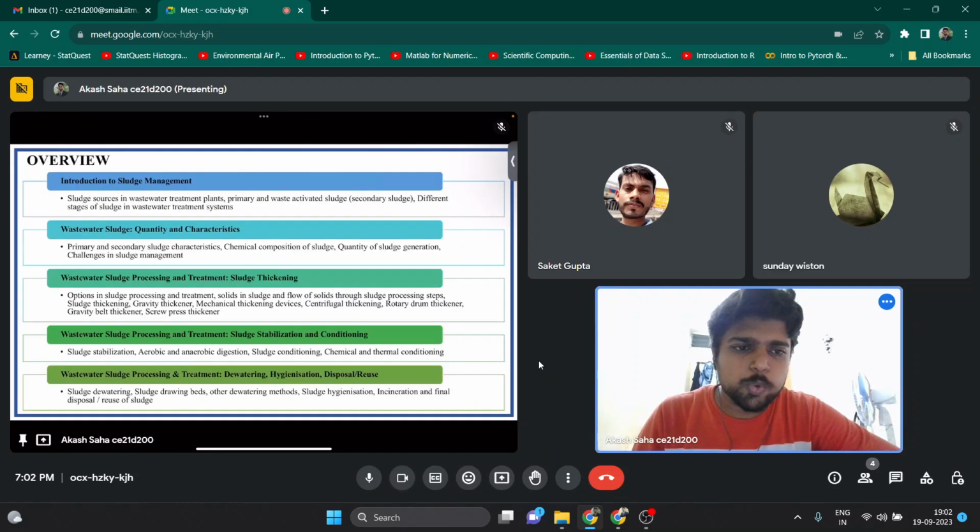So, let's have a quick recap regarding the week 8 contents. We started with the introduction to sludge management, like what are the various sources of sludges in wastewater treatment plants, the different kinds of sludge, starting from the primary and the waste activated sludge, and the different stages of sludges in wastewater treatment system.